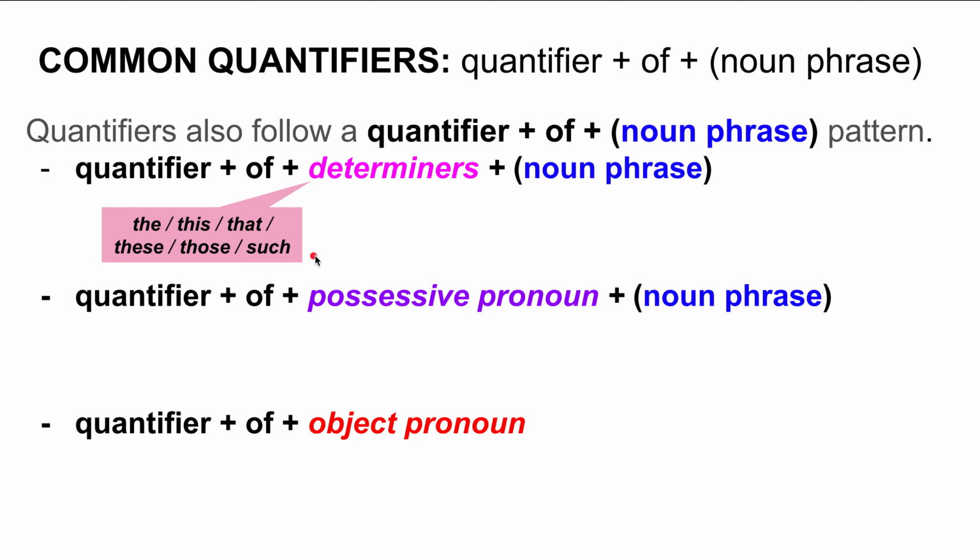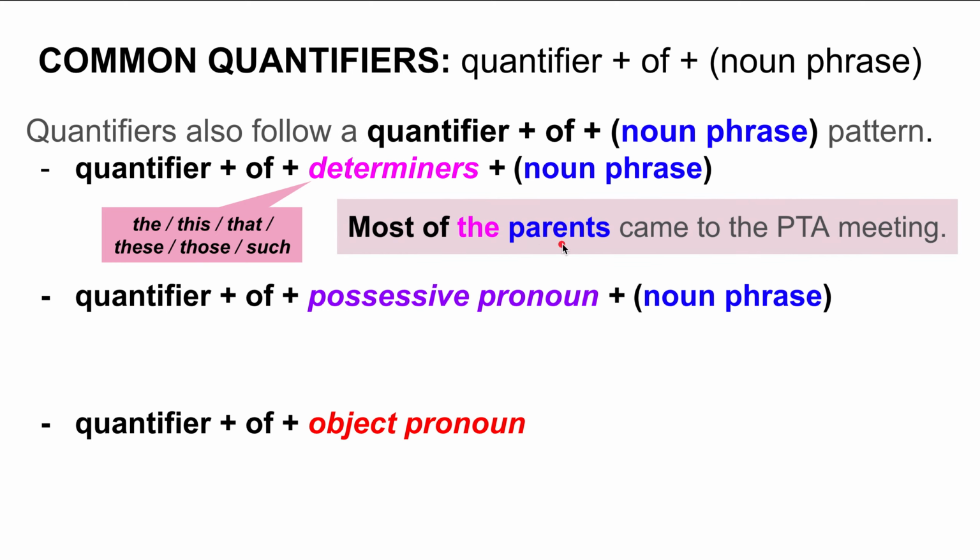Let's look at an example of this pattern. Most of the parents came to the PTA meeting. Here, most is a quantifier, of is the preposition, of course, the determiner is the, and the noun phrase is parents.